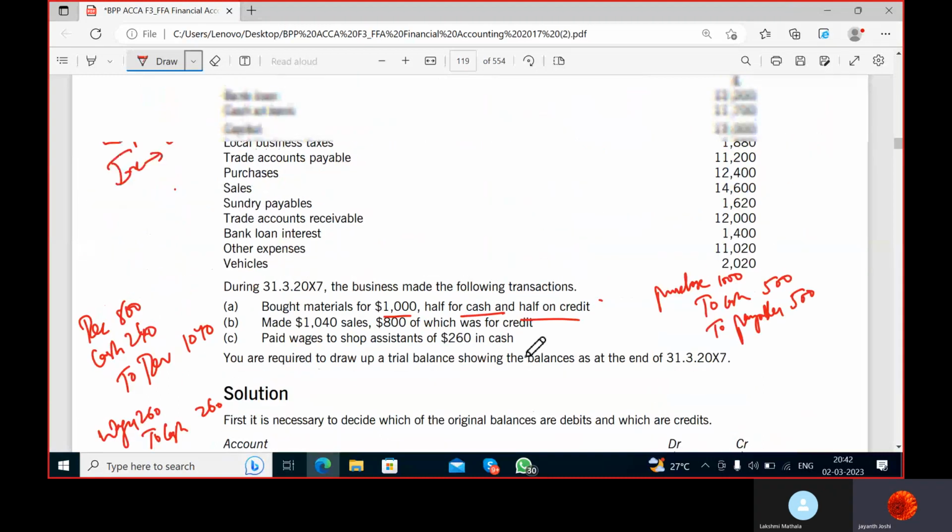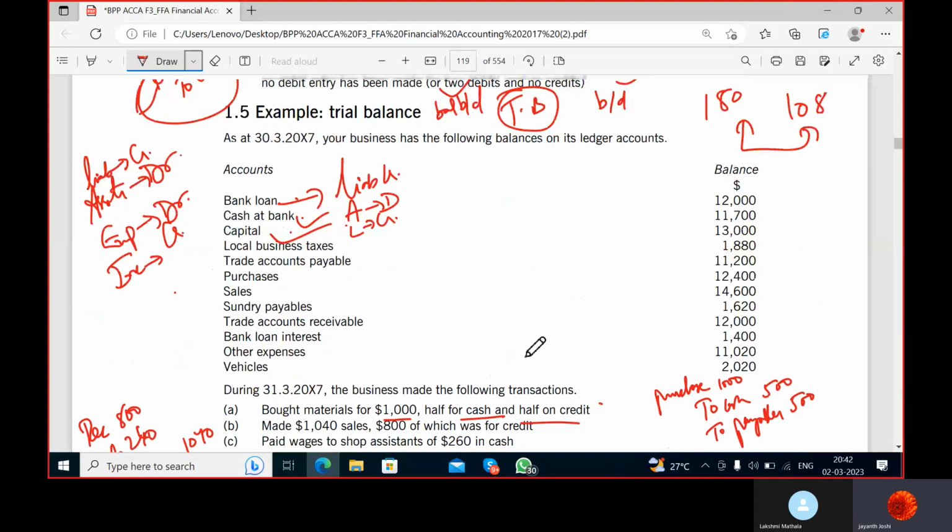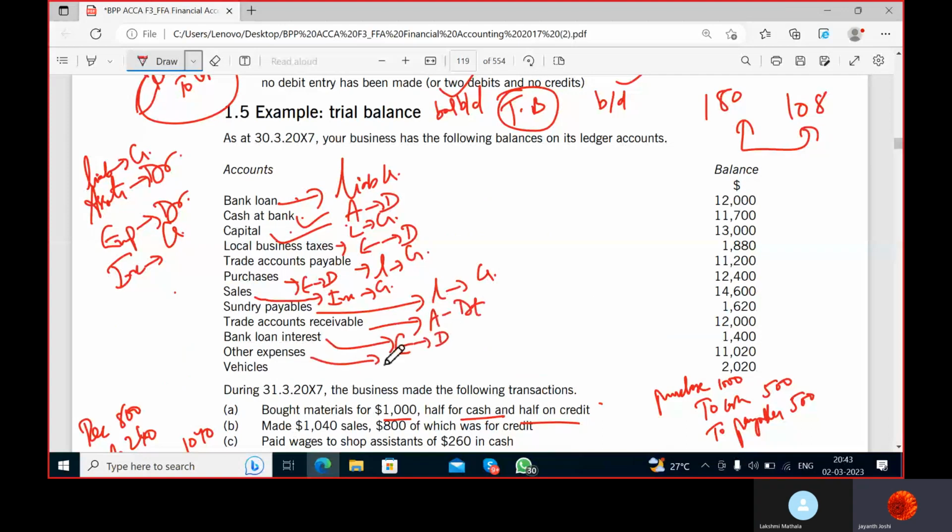So expense is debit, trade accounts payable is liability, and income is credit. Sundry payables is a liability, credit. Trade accounts receivable is an asset, debit. And bank loan interest is an expense, debit.